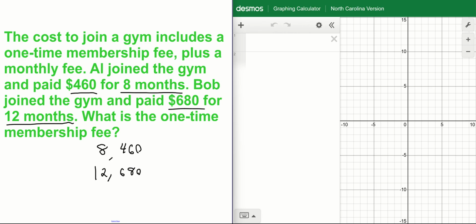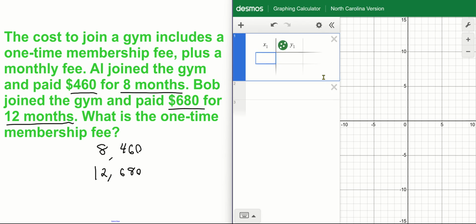Once you have your ordered pairs, we're going to use those on Desmos to get the equation. On Desmos, you hit the plus sign in the top left that says add item. When you hit the plus sign, you get 3 options. We want to add a table. So you click the table, and you put in your ordered pairs. The X column has your X values, Y column has the Y values. So I got 8, 460. I got 12, 680.